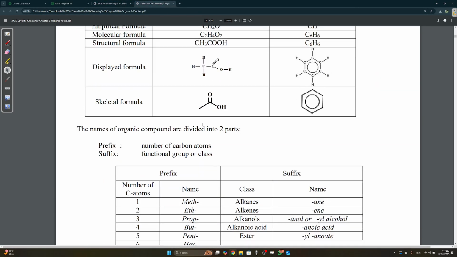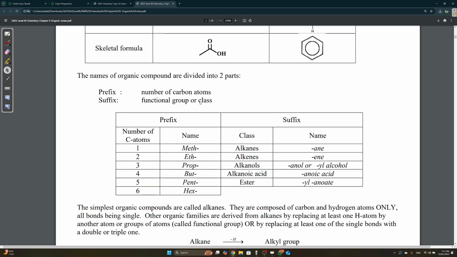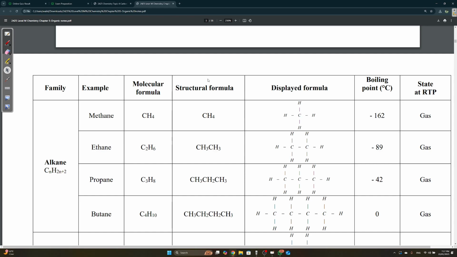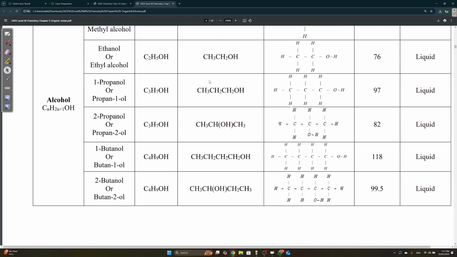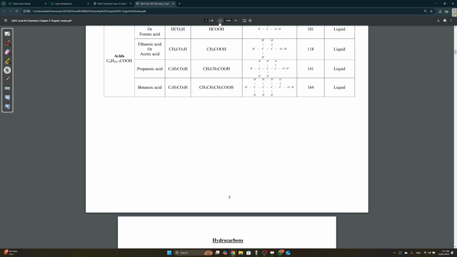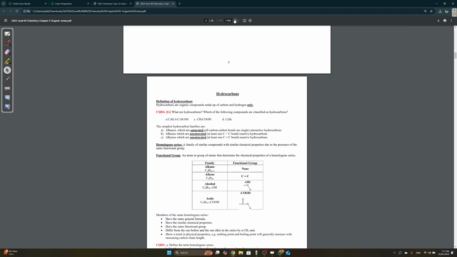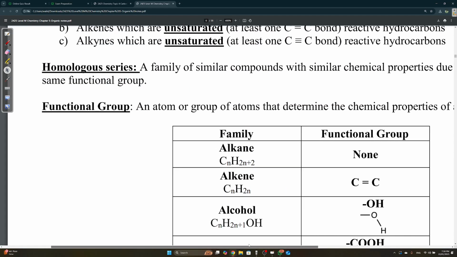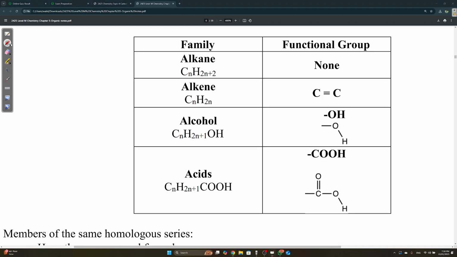I'm going to show you the table. You memorize. Over here. No, I don't want this. Here. This is what I care about. The formula of these five, this is what we need to know.